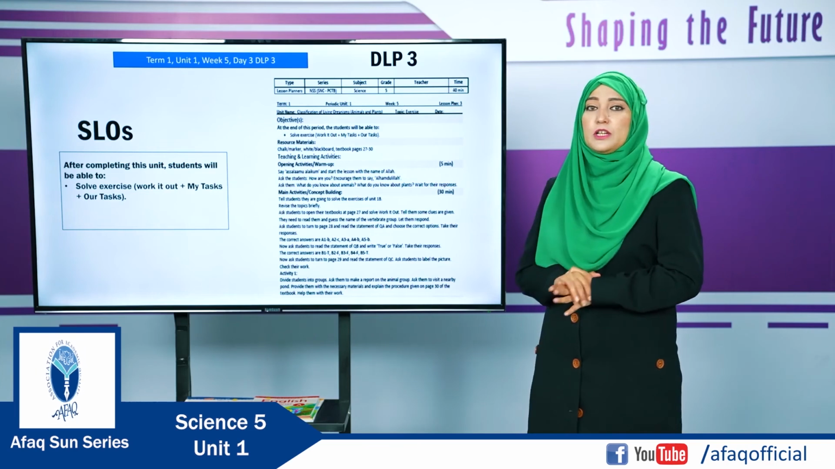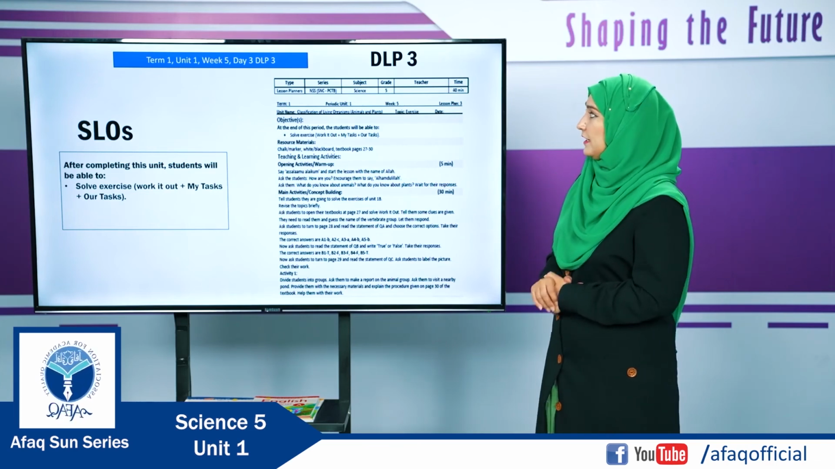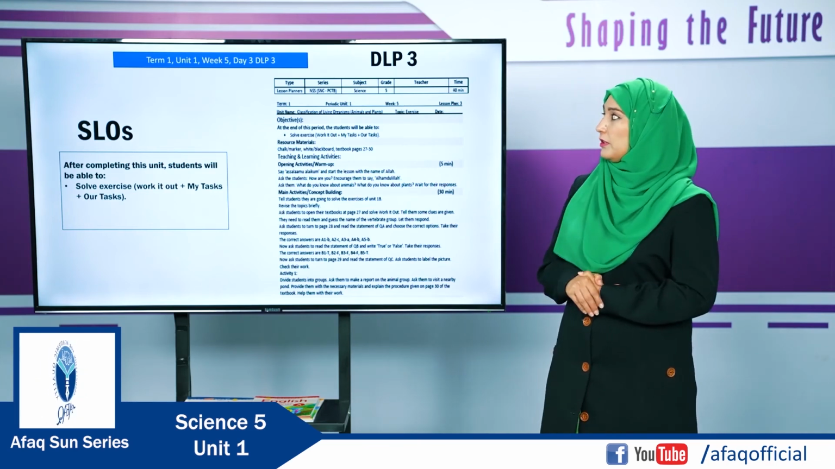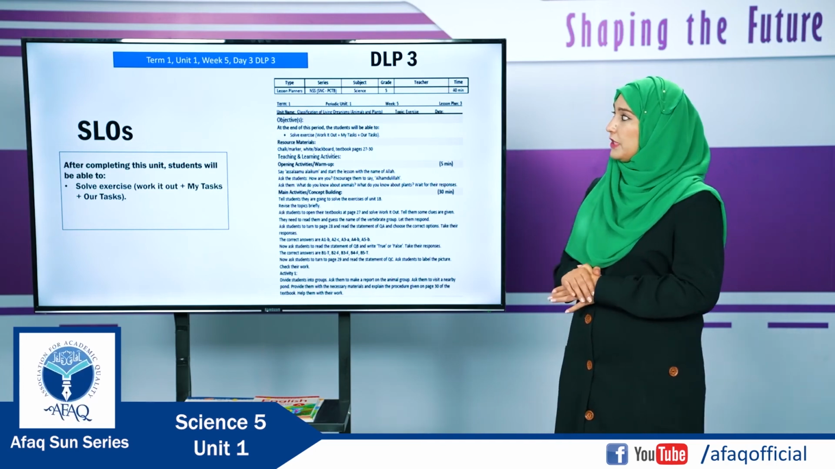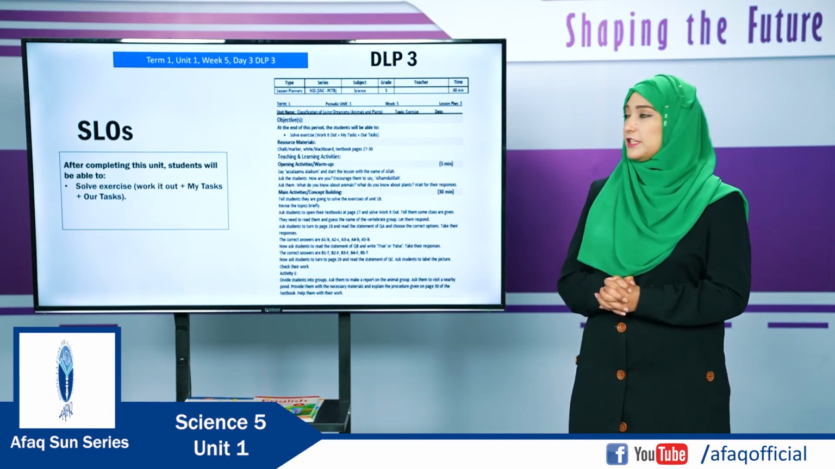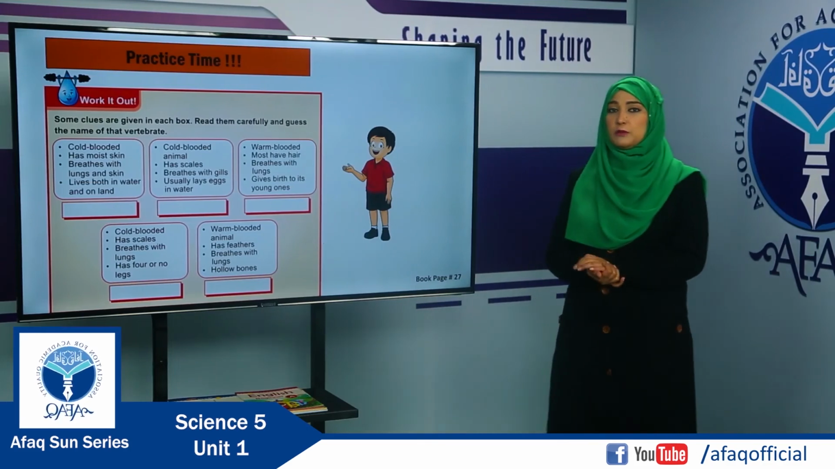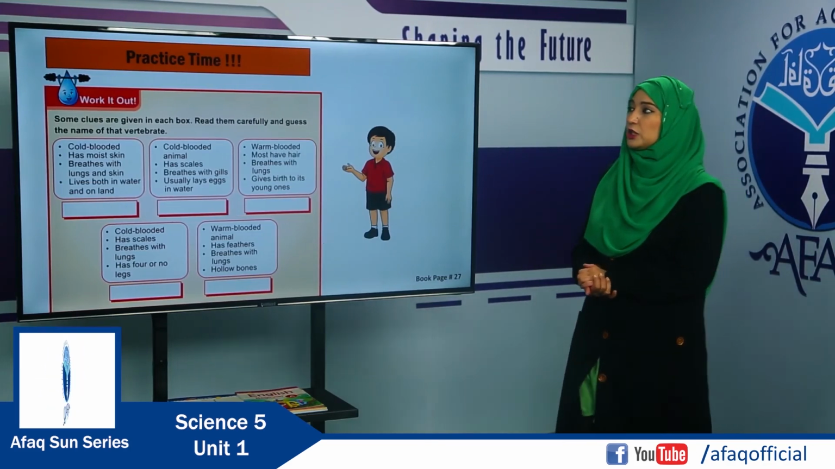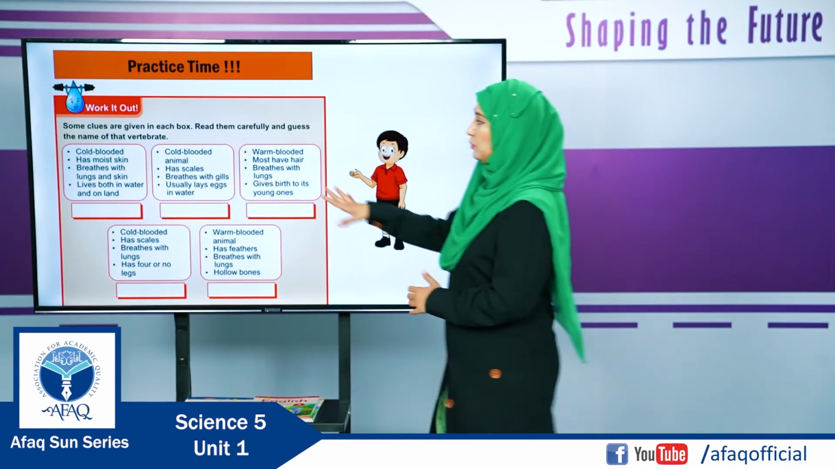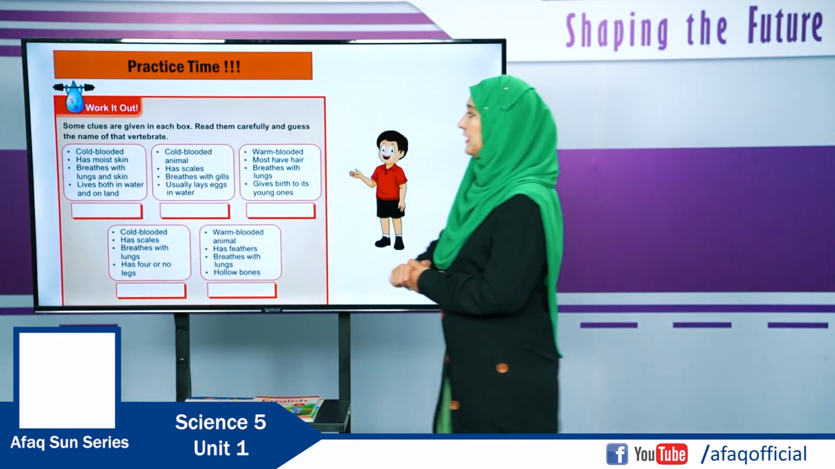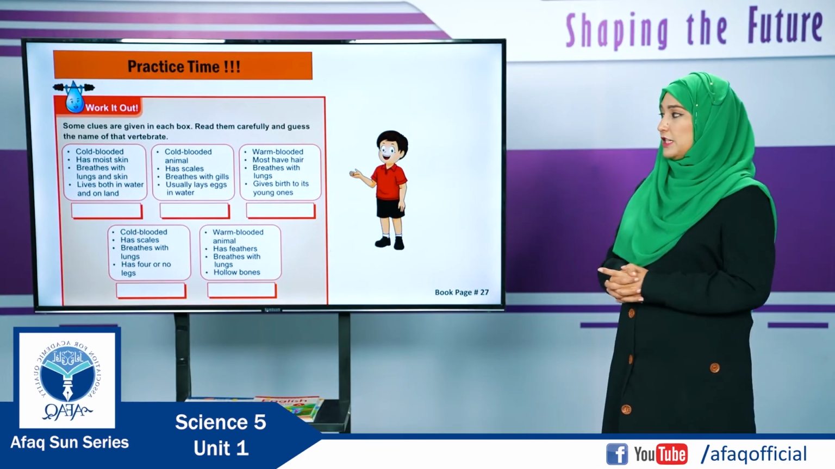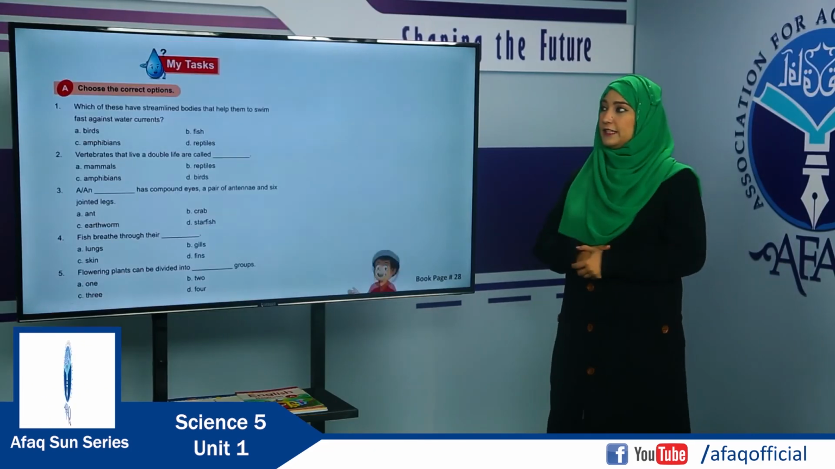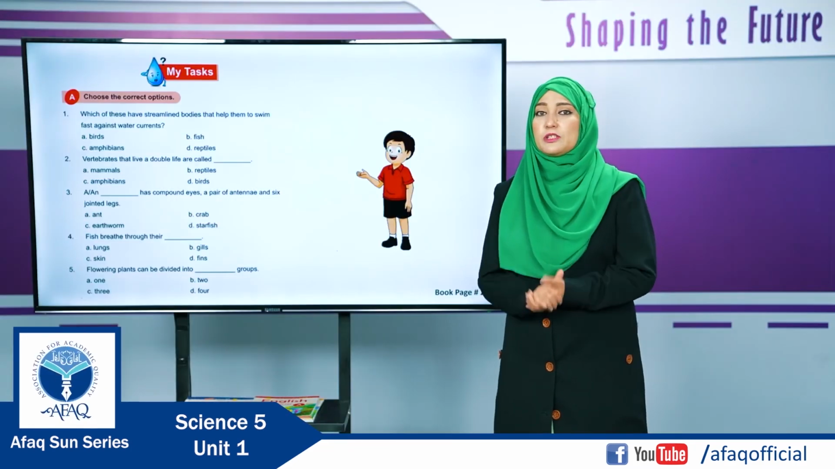In this period, we are going to solve the exercise. The complete methodology to solve the exercise is given in DLP 3, Day 3, Week 5, Unit 1, Term 1. Students, open your book page number 27 and solve the work it out. Here some clues are given. You have to read them and guess the name of vertebrates. So solve this activity. Students, I hope you have solved the work it out.